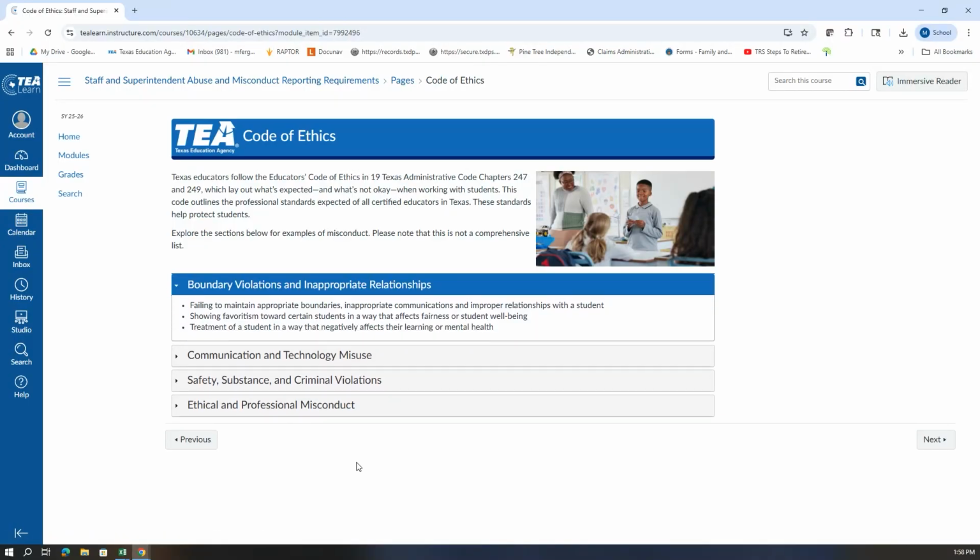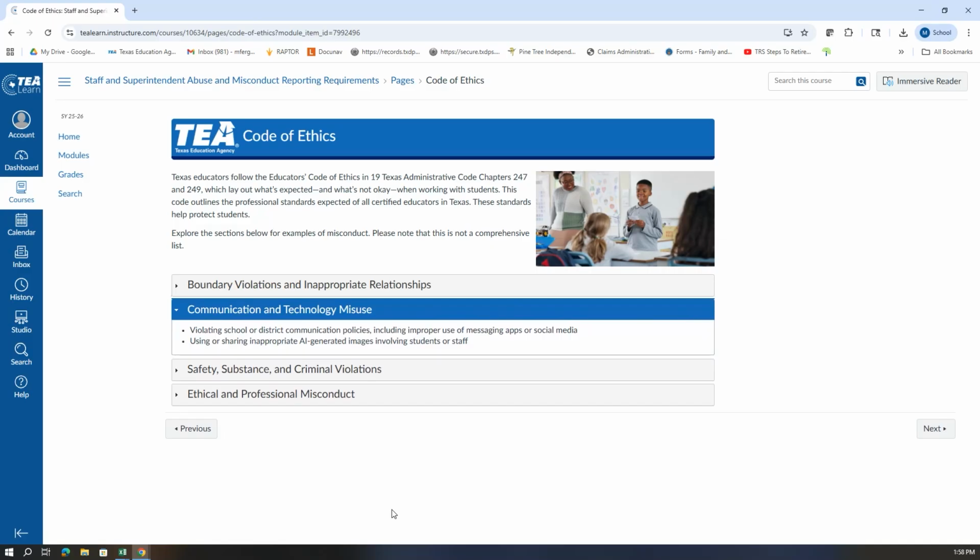Boundary violations and inappropriate relationships: failing to maintain appropriate boundaries, inappropriate communications, and improper relationships with a student. Showing favoritism towards certain students in a way that affects fairness or student well-being. Treatment of a student in a way that negatively affects their learning or mental health.